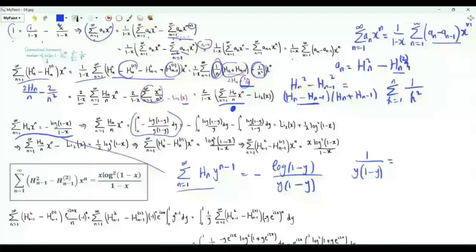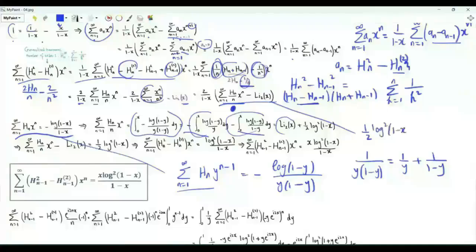1 over y times (1 minus y) is equal to 1 over y plus 1 over (1 minus y). Split into two integrals. This one is the logarithm of x. That one is 1/2 times the square of log(1 minus x). Moving the logarithm function to the other side, this bracket is equal to 1/2 log(1 minus x) squared.